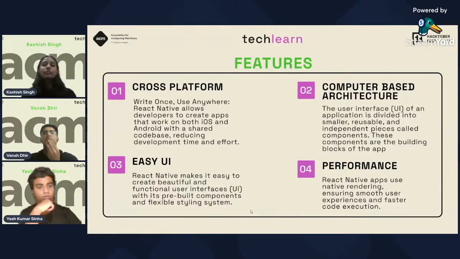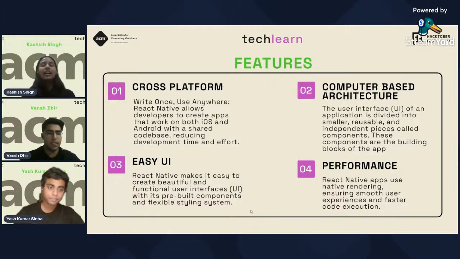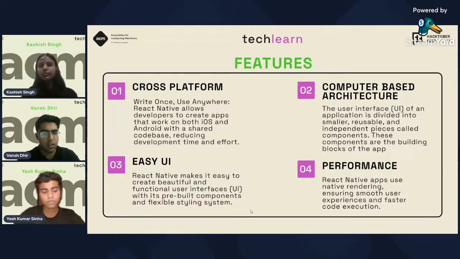Now, moving on to the features of React Native. First up, it is a cross-platform framework. So, in simple words, you write your code once and you can use it anywhere. It has the ability to make mobile applications that can run on any platform, be it Android, iOS, web, or other potential platforms. And definitely, there is a reduction in development time and effort because of this.